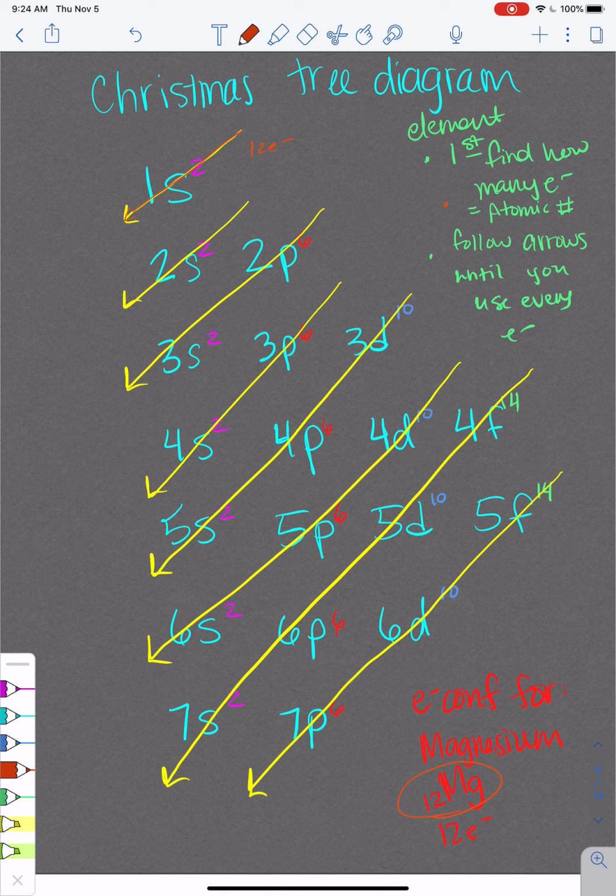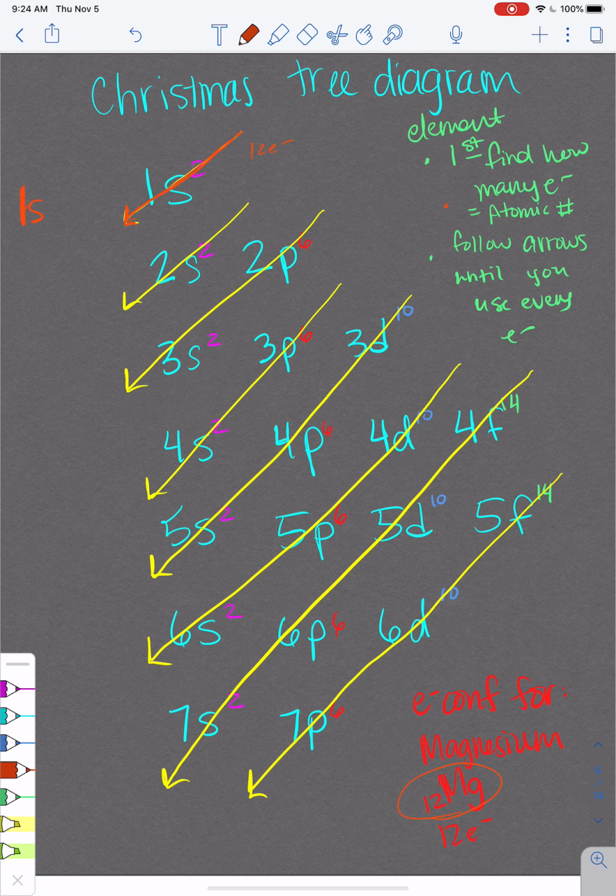We're going to go through the first arrow first and write down what you have. That's 1s, and it can hold 2, so it holds 2 electrons. We had 12 electrons, and we subtracted 2 because we put 2 in this first shell. That gives me 10 electrons left. The next one is 2s, and it holds 2. So 10 minus 2 gives me 8 left. Then we go through the 2p, and that holds 6, so we can use all 6 of these. So 8 minus 6 gives me 2 electrons left.